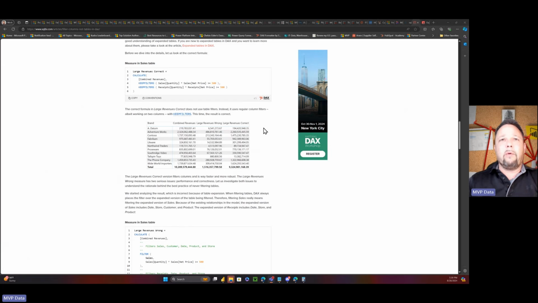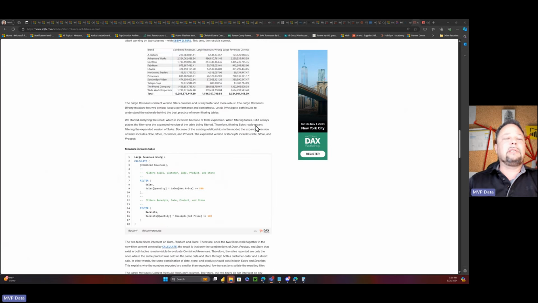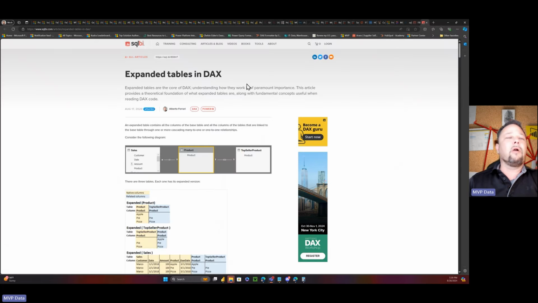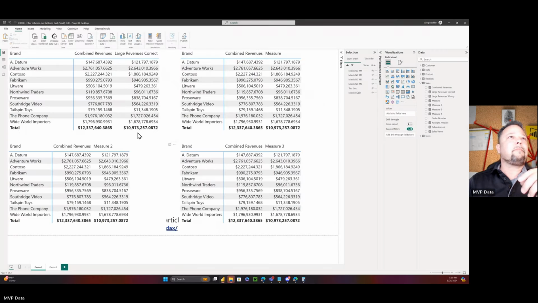And the reason is this table expansion thing, which you can read about in another blog article, expanded tables and DAX and all that. Anyway, long story short, it's really easy to get the wrong answer using CALCULATE. Shocker, right? But what came to my mind is, what about the no-CALCULATE version? How does that fare?